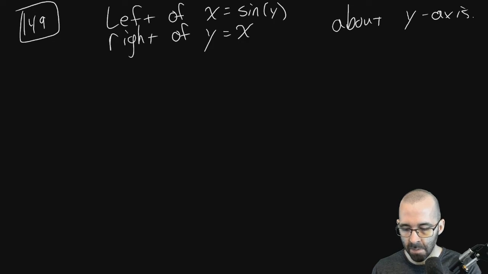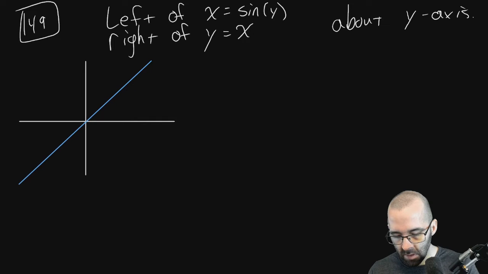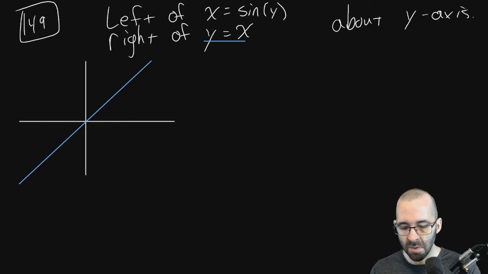So let's try to give a picture by hand, and if it's not good, then we can pull up technology, but we should be able to. We're looking to the right of y equals x. Looks like this. Let's color code things. And to the left of x equals sine of y. So we notice the sine curve looks like this.